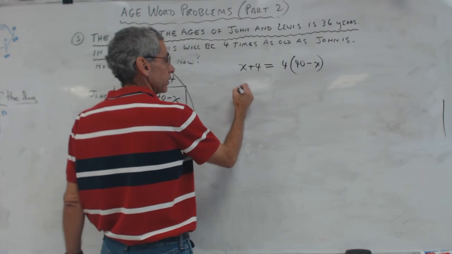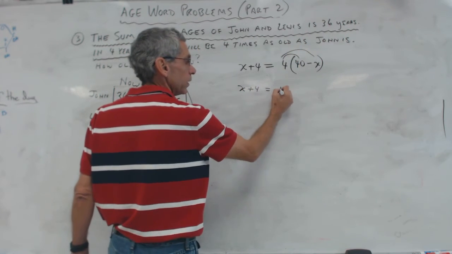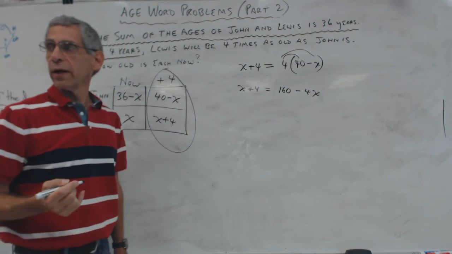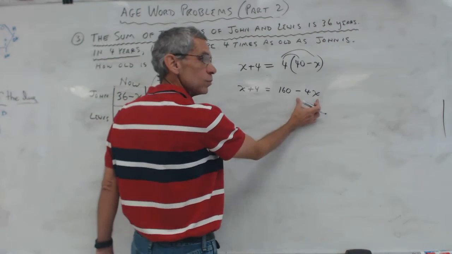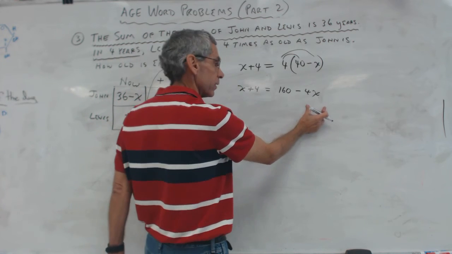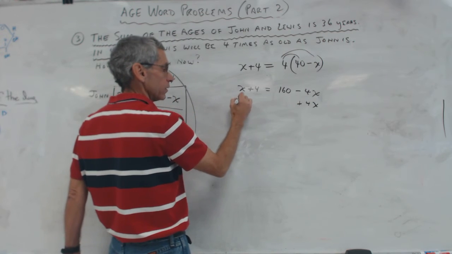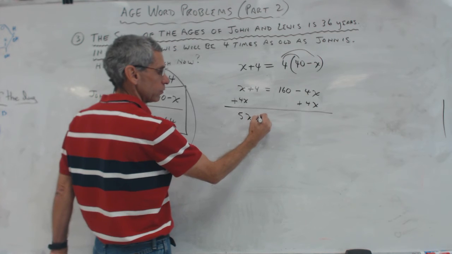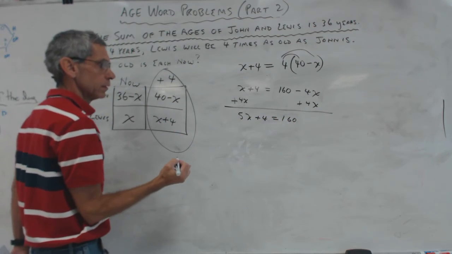So now I'm going to solve it. x plus 4 is equal to, I use my distributive property, 160 minus 4x. Now, what would I do? What's my next move? Plus 4x. That's the smaller number of x's. This is a whole 1x, 5x. This is a whole negative 4x's, right? So we're going to add 4x to both sides. Draw my line. I've got 5x plus 4 is equal to 160. Am I right? Yeah.